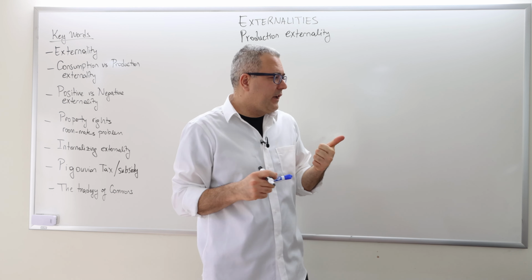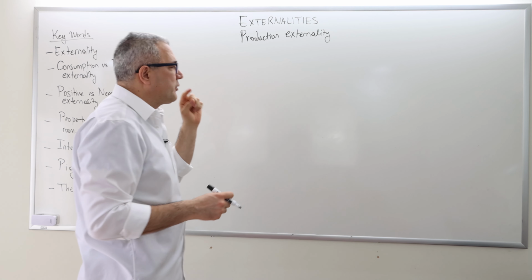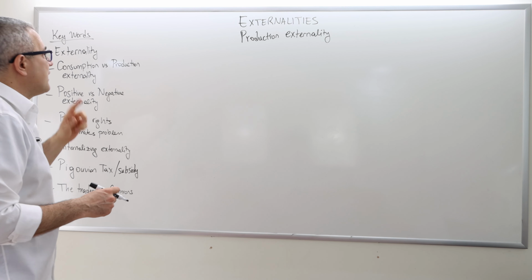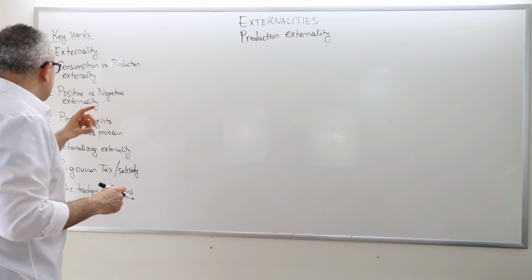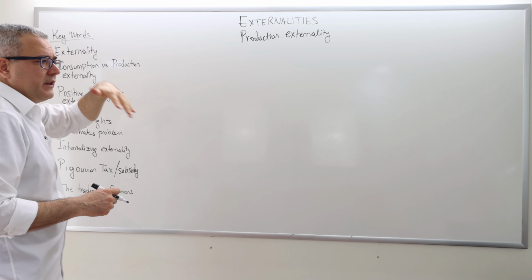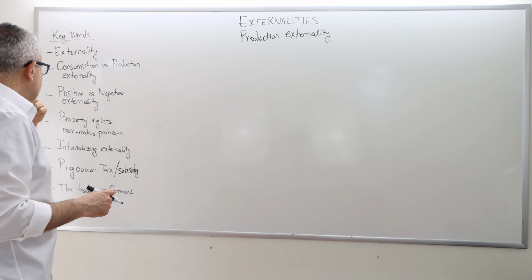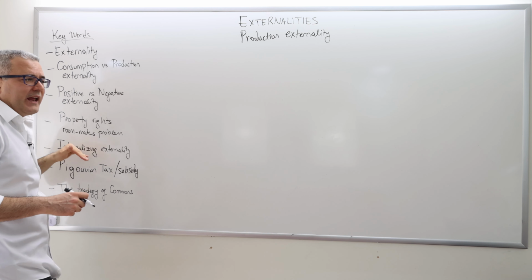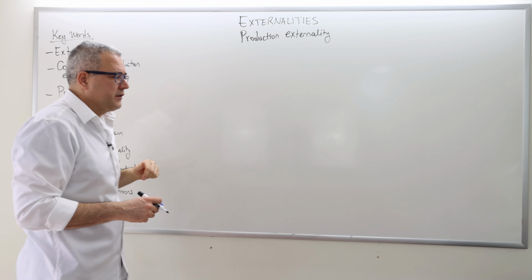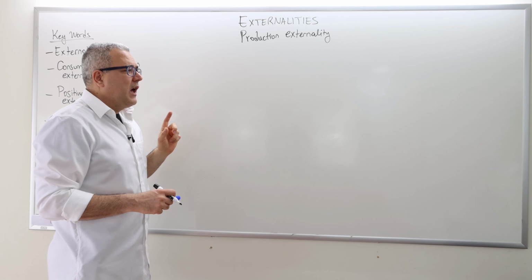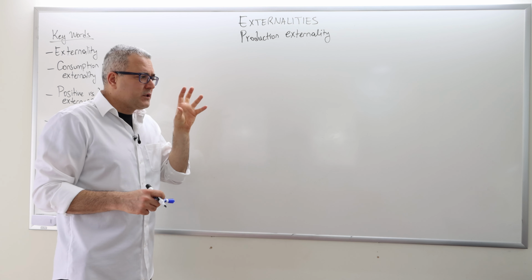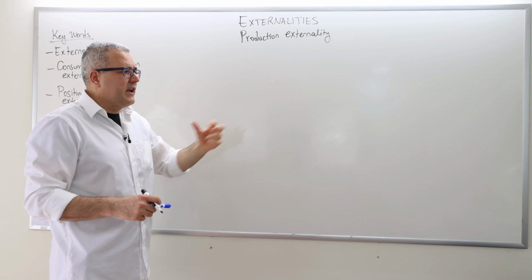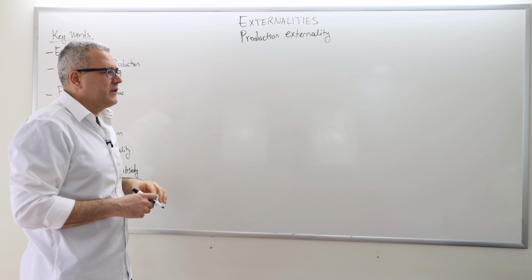All right, so in this video, I'm going to talk about production externality, a simple model of production externality. It's going to be a negative externality because the externality is going to be the pollution. And I'll talk about what it means internalizing externality and how it could lead to efficient allocation. And then in the next video, I'm going to solve a numerical example. So this is going to be theory, and then in the follow-up video, a numerical example.